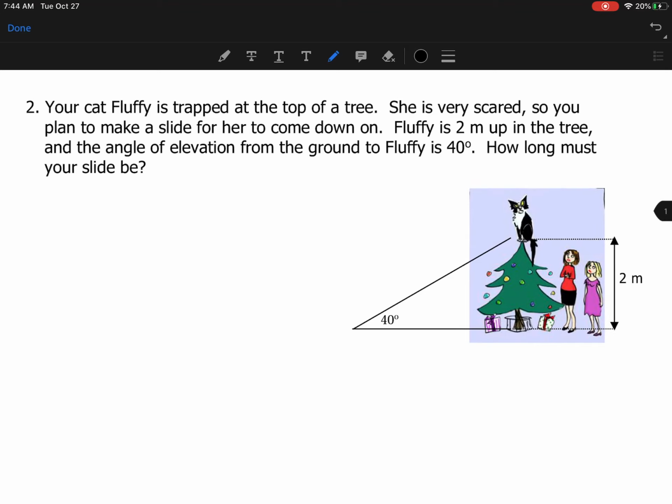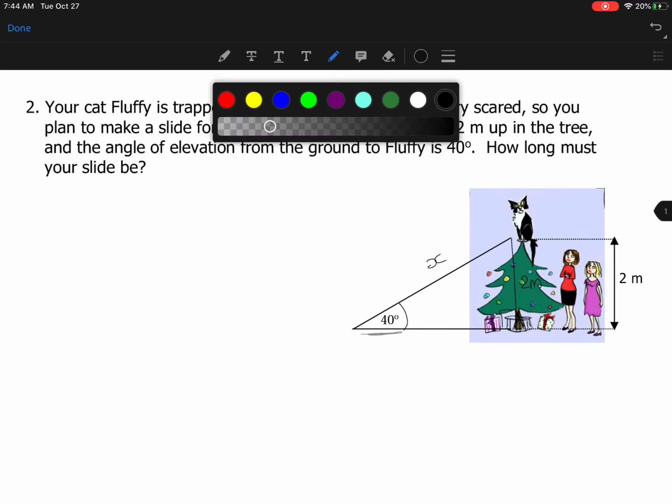Let's try another one. All right, so here we got a cat, and the cat is trapped on the top of a tree. And the only way for the cat to come down is to build a slide. All right, and we see here the slide's going to have an angle of 40 degrees. All right, we know that the height of this tree is 2 meters. And what we have to do is find this side length here. How long is the slide going to have to be for this to work? All right, and we can do this again using the only angle that we're allowed to use, the acute angle here, 40.